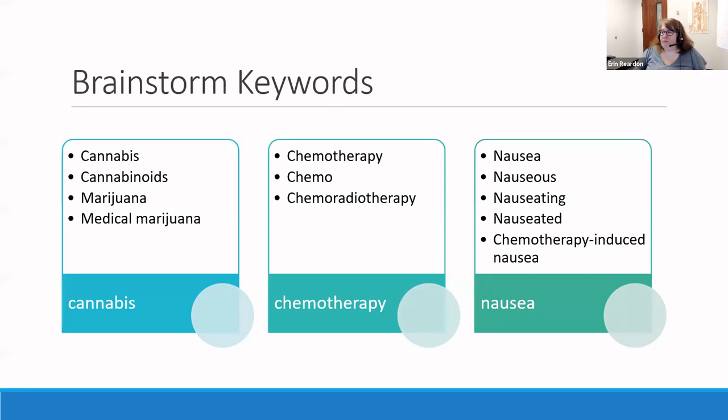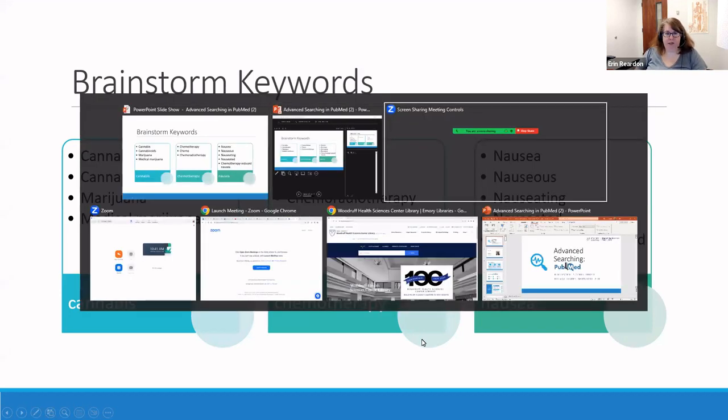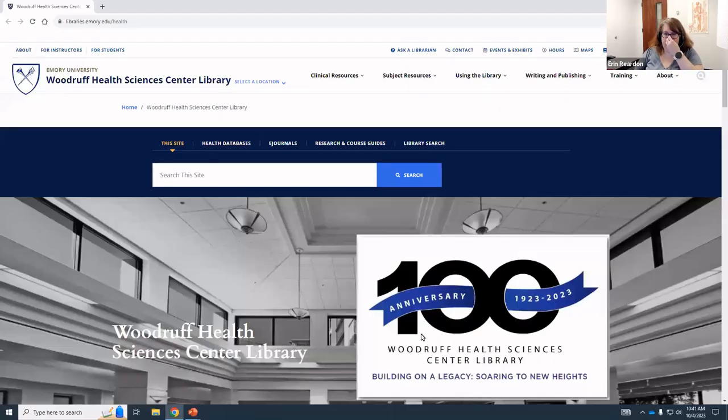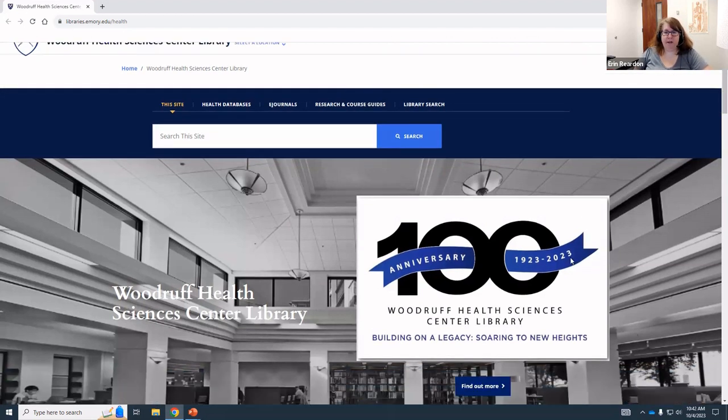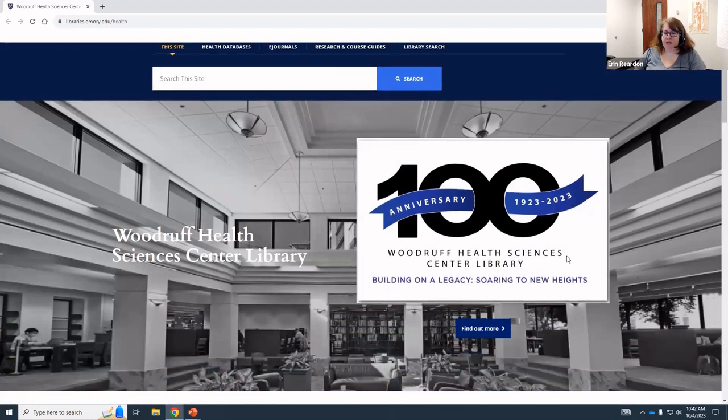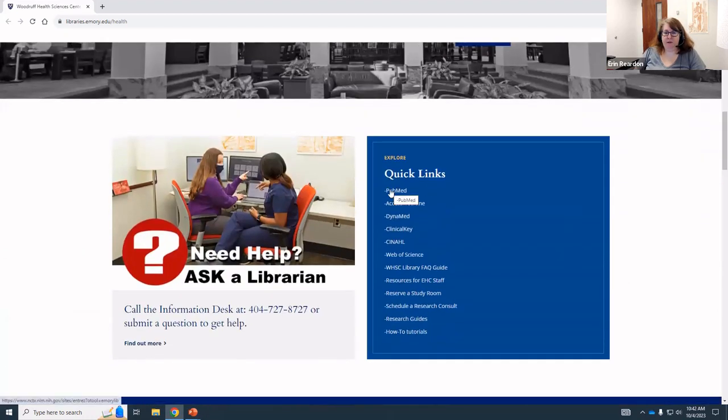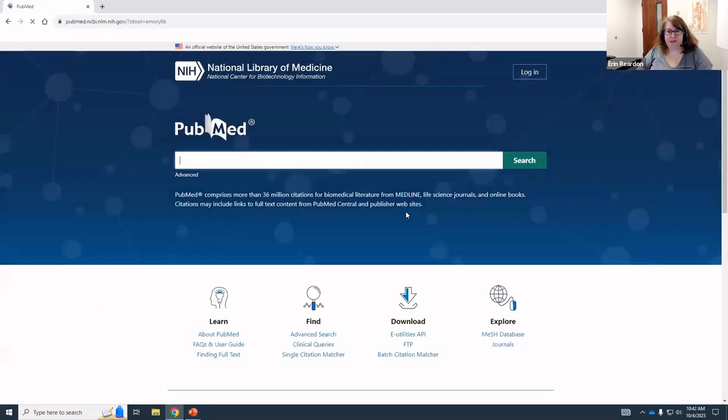So next we're going to look at MeSH terms that we would want to use for each of these concepts. For that, I'm going to go into the MeSH database and we're going to look them up together. It's always a good idea to start from the library's homepage, either the Health Sciences Library or the Woodruff Library homepage, to get to PubMed. On the Health Sciences Library's website, PubMed is under Quick Links.